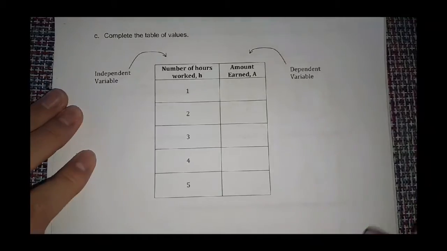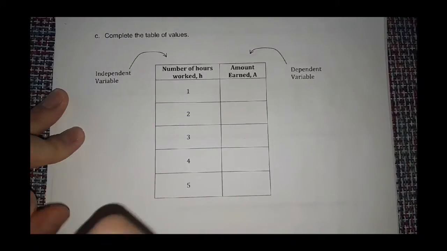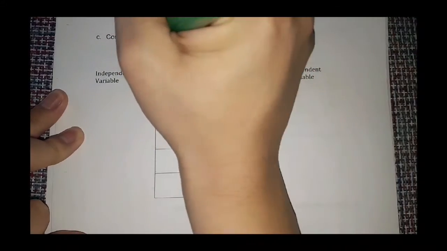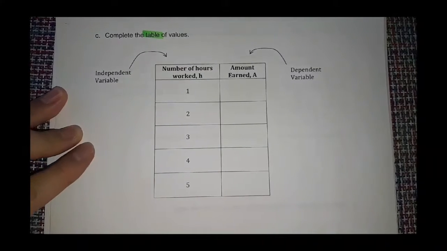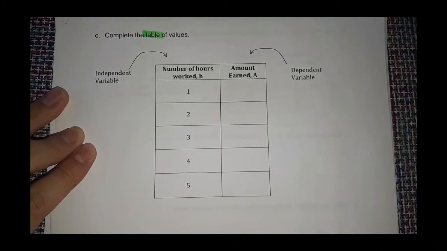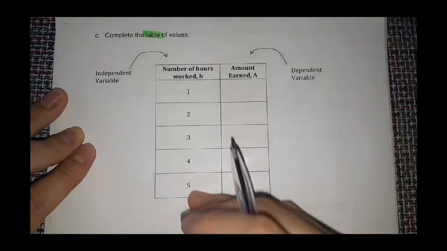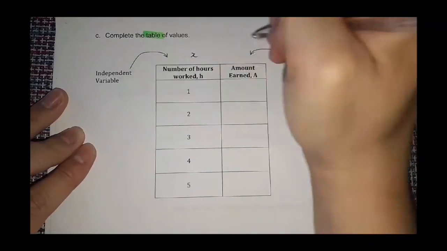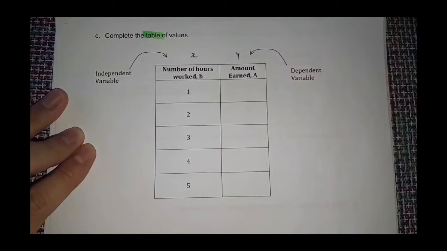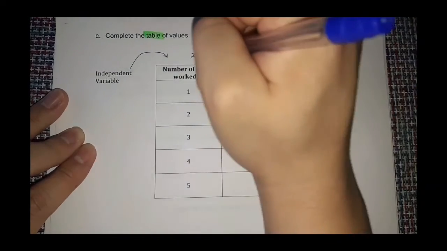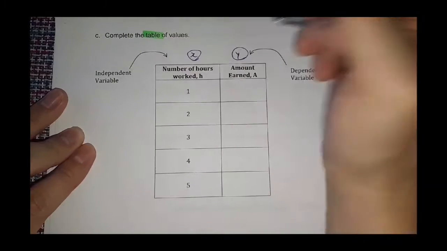Now next, we create a table, ladies and gentlemen. We do not go to the graph at the beginning step. Now, when it comes to the table, here's what you need to know. Independent variable, I generally put on the left side, and dependent on the right side. So consider it as X versus Y, or X on the left, Y on the right.